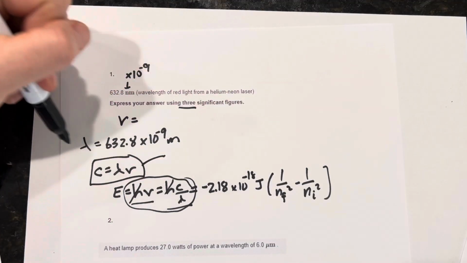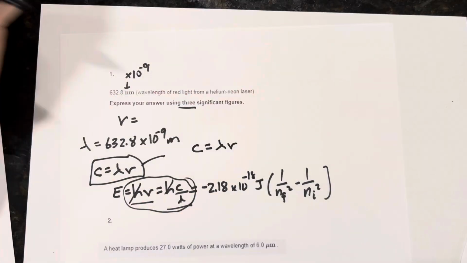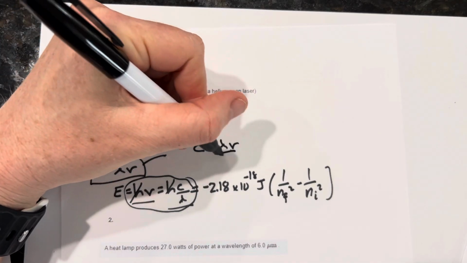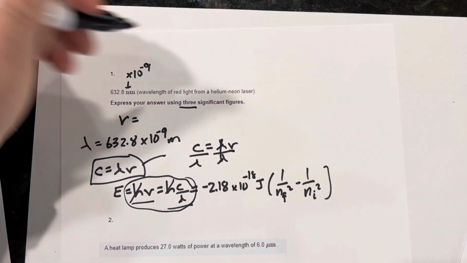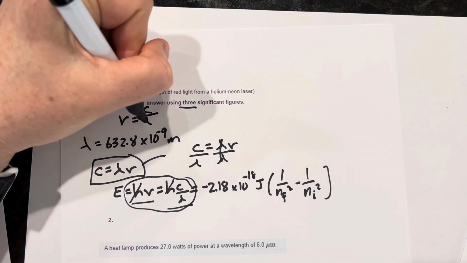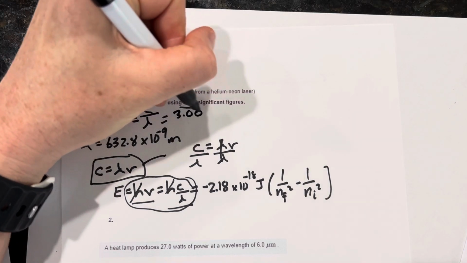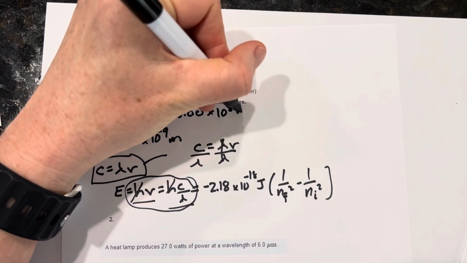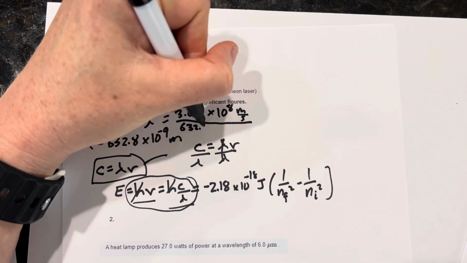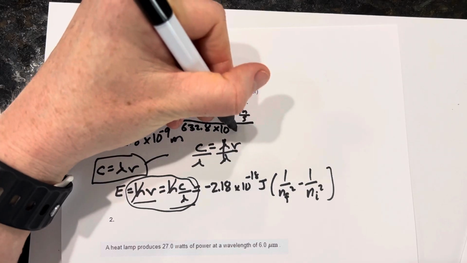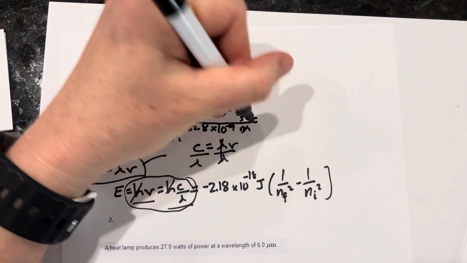Again, we're solving for nu. So if we have c equals lambda nu, and we want to get nu alone, you divide both sides by lambda, and that gives you nu alone. In other words, our nu equals c over lambda, which would be 3.00 times 10 to the 8 meters per second, all over 632.8 times 10 to the negative 9 meters. That cancels out meters, and our units would be inverse seconds, which is good.